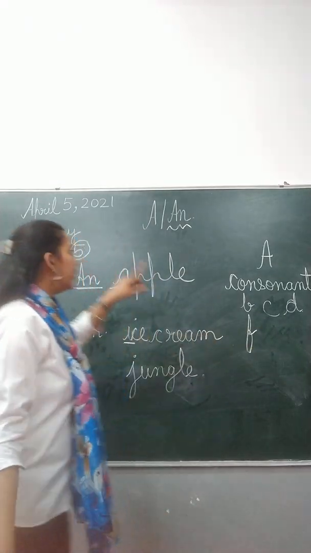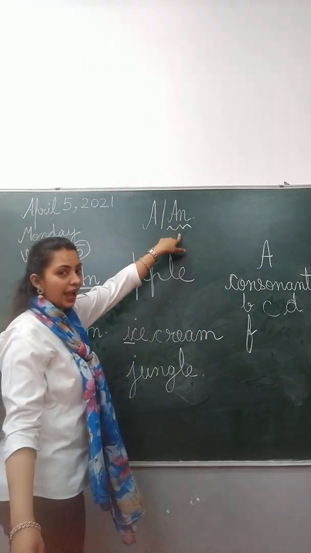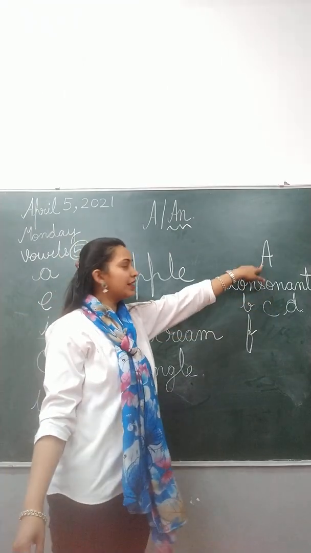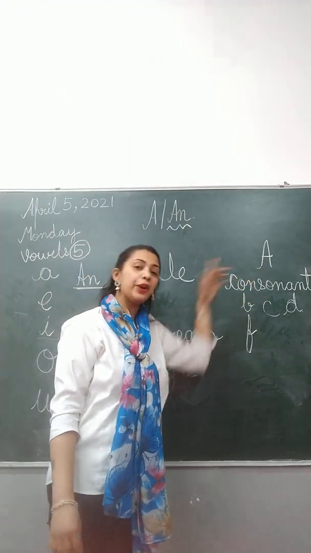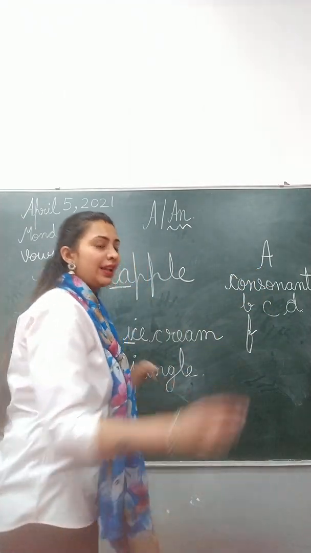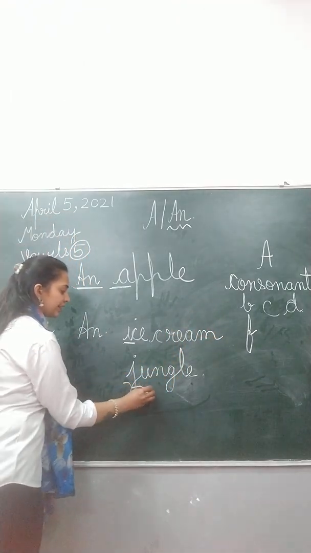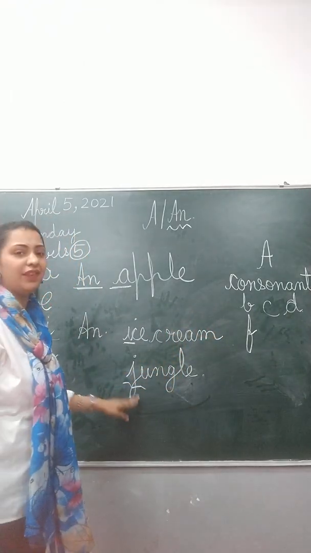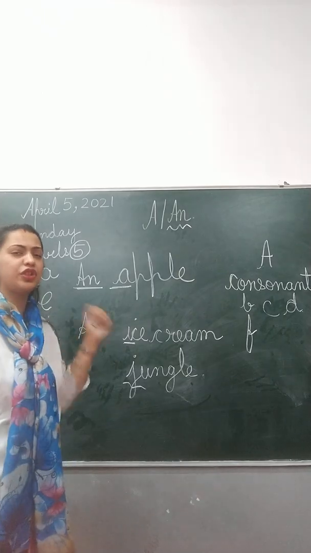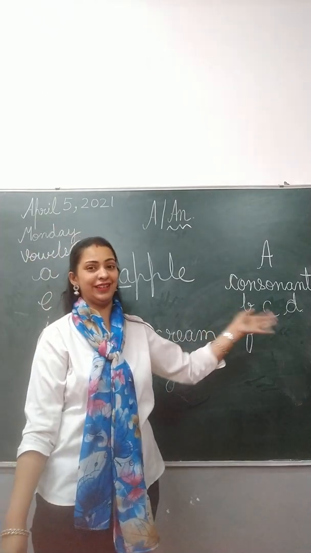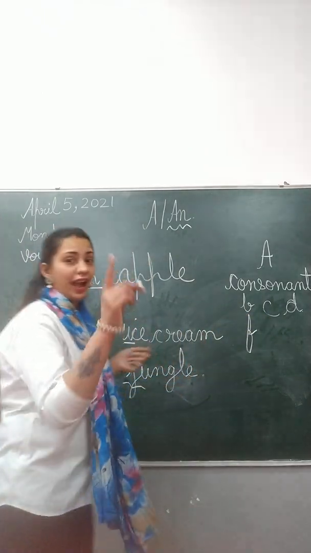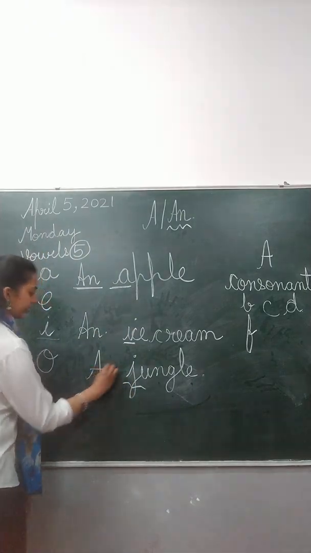So with all these consonants, we put a. With vowels we were putting an. So with consonants, we will be putting a. I hope this much is clear to all of you. So what we are going to do is J. My J will not come in vowels. That means J will surely be a consonant. So what should I write with J? I will be writing a.